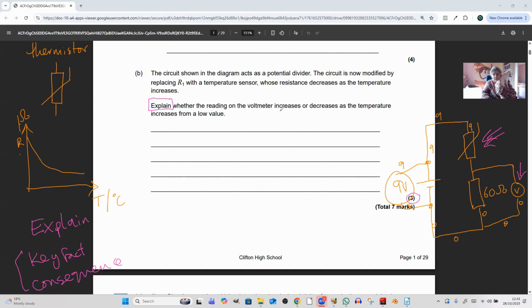And we're asked about whether the voltmeter reading increases or decreases. So we're asking about what's changing. So the thing that's changing is the temperature. And the temperature is going to cause the thermistor resistance to change. So that's our key fact. Can you see? Suddenly it's not vague or woolly. It's got to be that. That's our starting point. Okay, so our starting point, our key fact is the resistance of the thermistor.